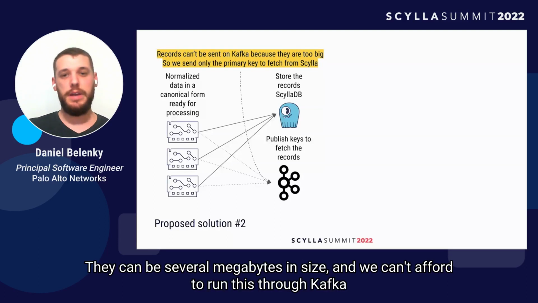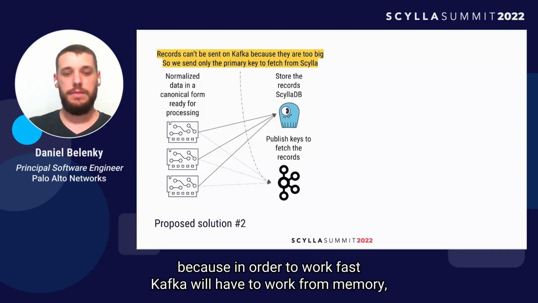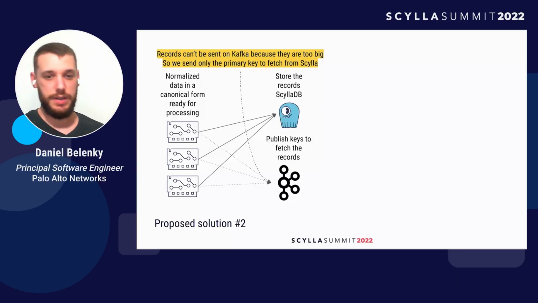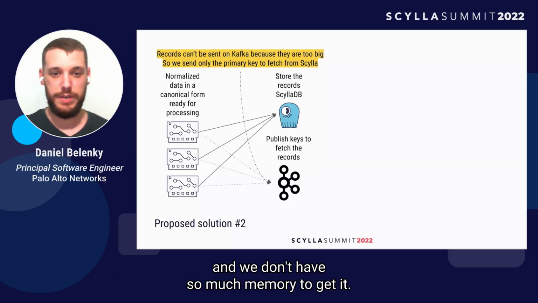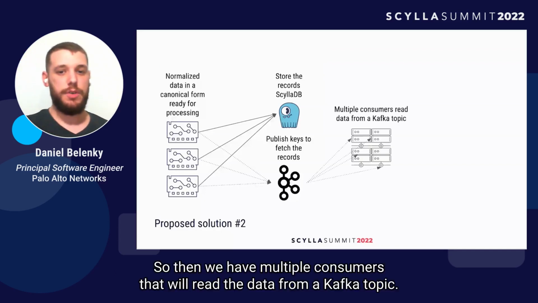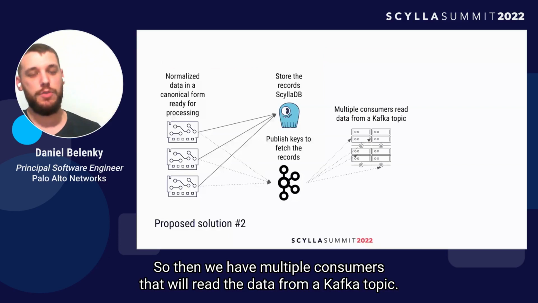They can be several megabytes in size, and we can't afford to run this through Kafka because, in order to work fast, Kafka will have to work from memory, and we don't have so much memory to give it. So then we have multiple consumers that will read the data from a Kafka topic.